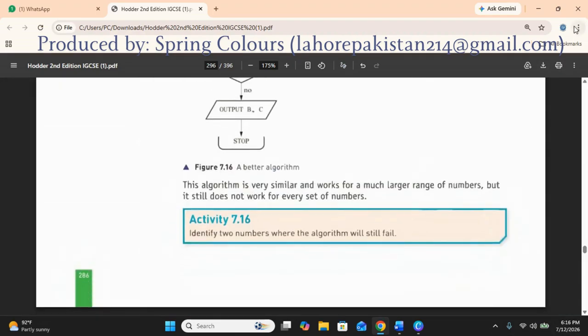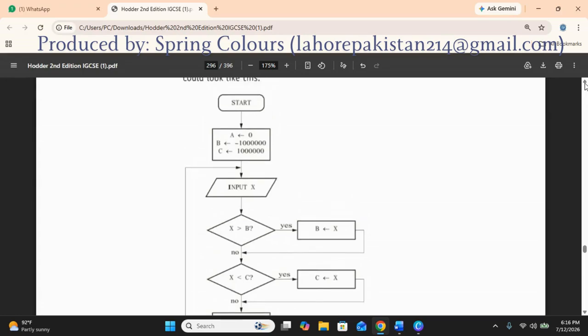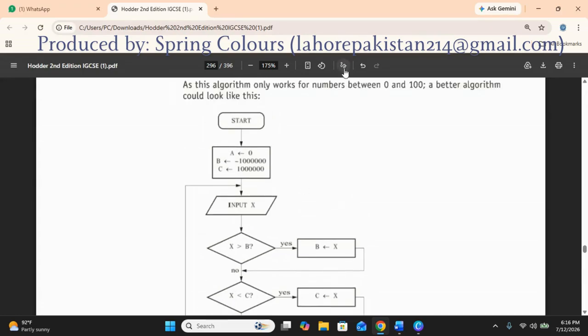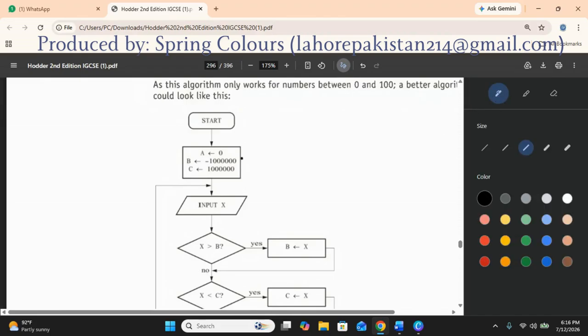Then on page 286, the programmers tried to rectify the errors of the previous pseudocode by making a flowchart. In this flowchart, they gave a range of minus 1 million to plus 1 million. But still, the flowchart was not perfect because it could only handle values within the range of minus 1 million to plus 1 million.